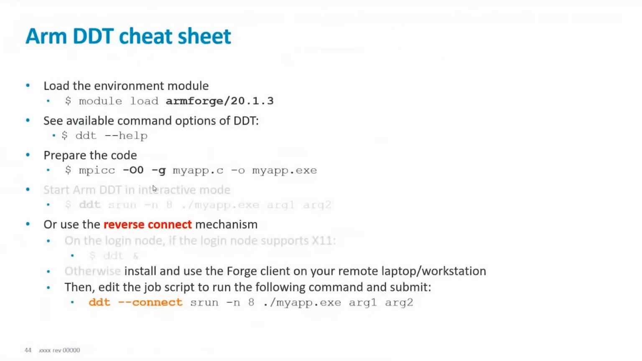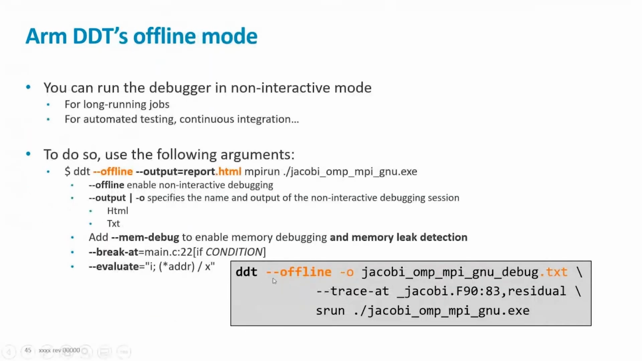A quick look at launching DDT one more time. You have the module loaded, and you can start with your compilation. Once we have that, we can go ahead and launch DDT, in this case from your login node or workstation. If you are doing offline, then you can write the report name, whatever you like. In this case, let's say this is Jacobi OMP mpi.txt.